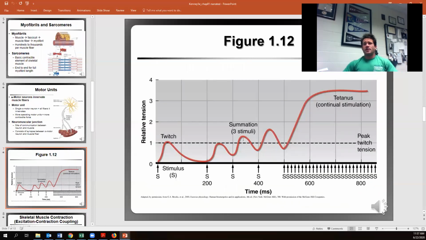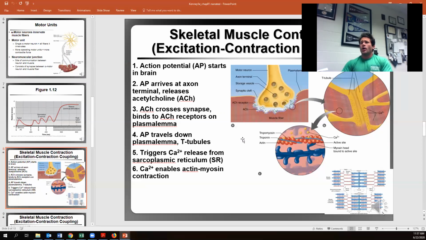Now, here's that example of that slowly increasing amount of force from sending one signal, so we get a twitch. If we send a couple signals before the muscle can fully relax, we're going to get a summation. And then if we just keep sending all of these stimuli in a row, we're going to get this tetanus, where we're going to get maximal force production for the individual fibers that are being activated by that motor neuron. Now, this is one of the most important things to understand, and this is how muscle contracts.